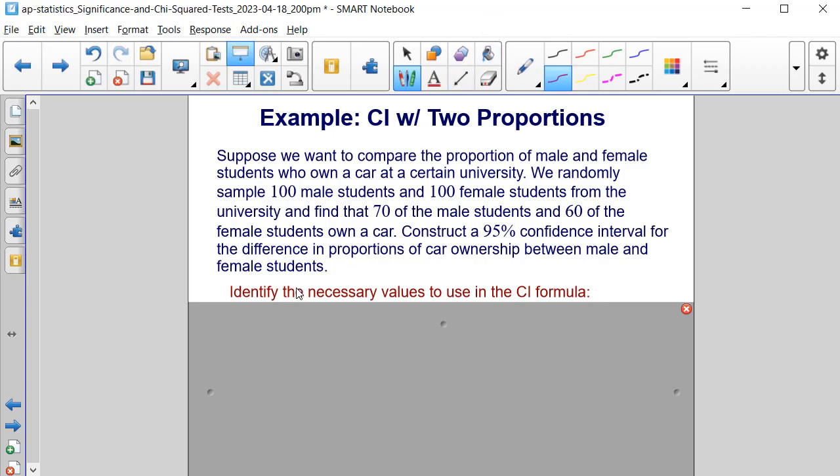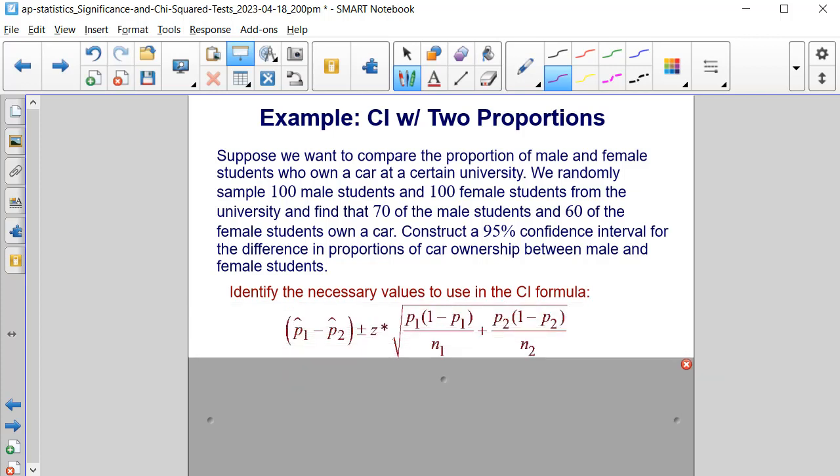The next step that we have to do is to identify the necessary values to use within our confidence interval formula. And remember that confidence interval formula is the sample proportion for the first one minus the sample proportion of our second set of data, plus or minus the Z star value times the square root of P1 times 1 minus P1 over N1, plus P2 times 1 minus P2 all over N2.